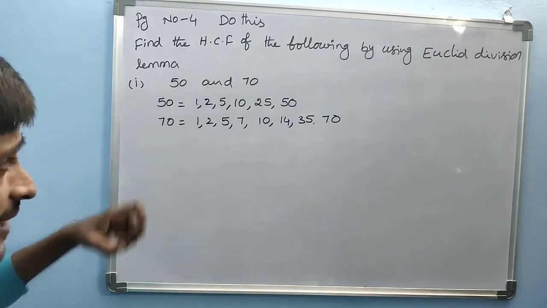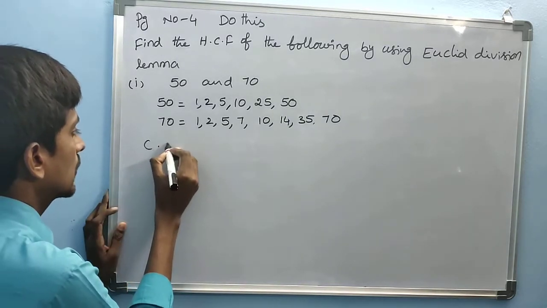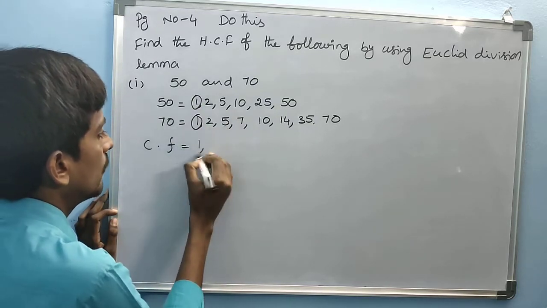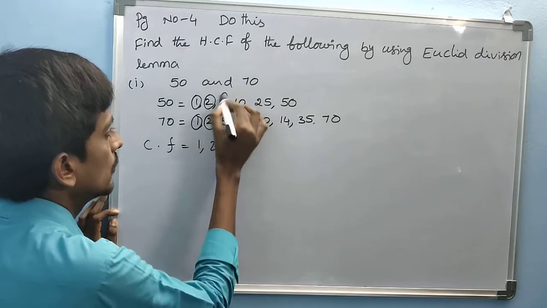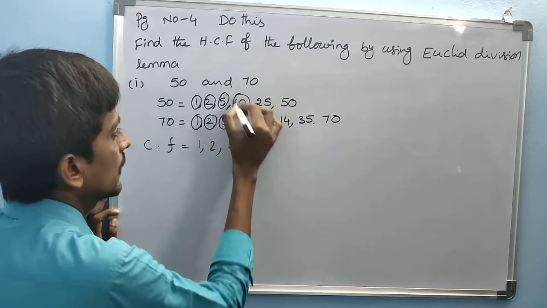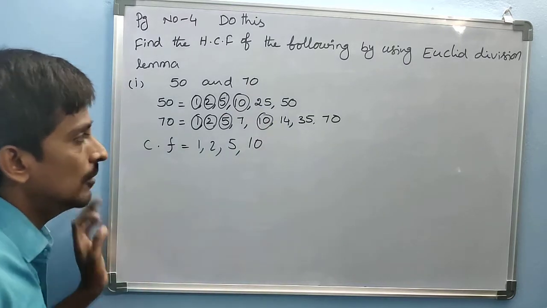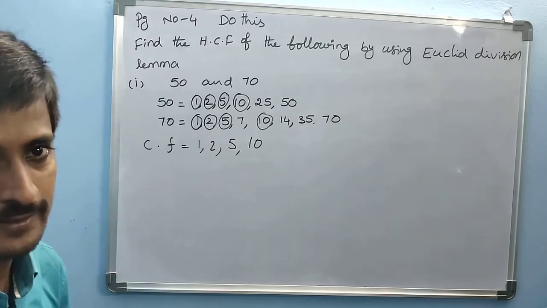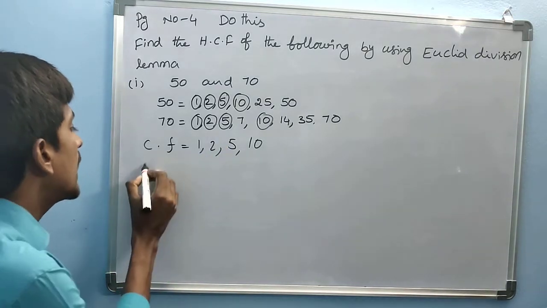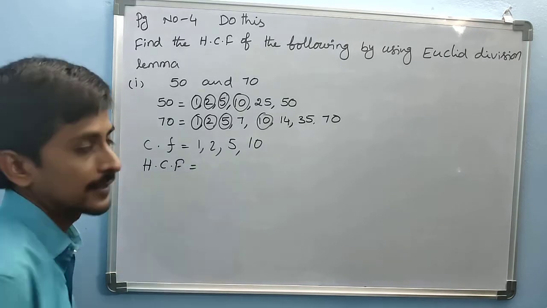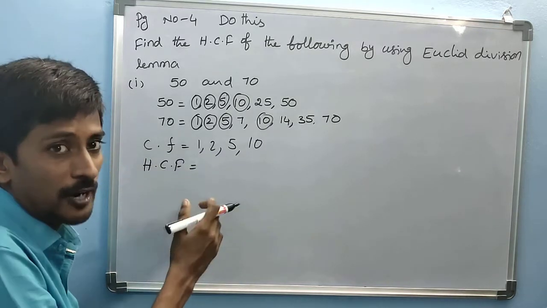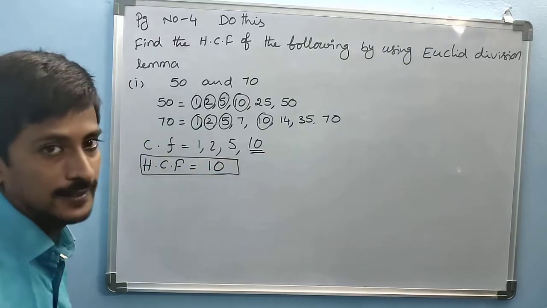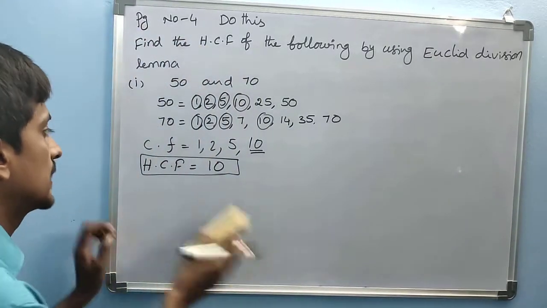In these two, what are the common factors? Common factors are 1, 2, 5, 10. Okay. What is the highest common factor? What is the highest among all the common factors? 10. So the highest common factor equals 10. This is the factorization method.